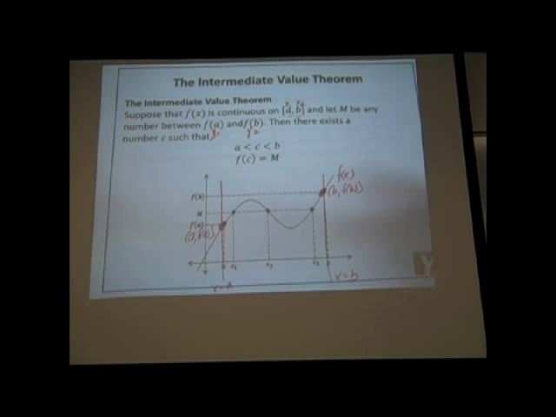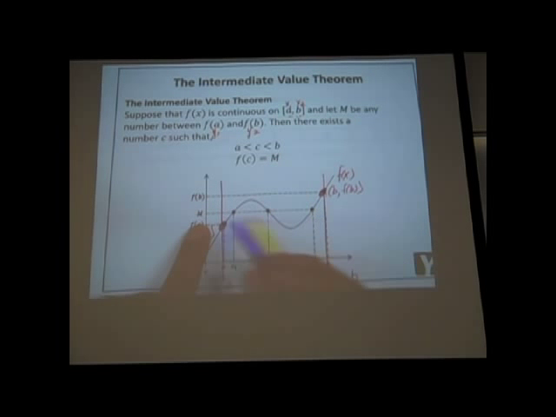What the theorem says is if I pick a number that is larger than this y value and smaller than that y value, any number from here to here, any number at all, and that's what they're calling m, then my function, the graph, must cross the line y equals m at least once.